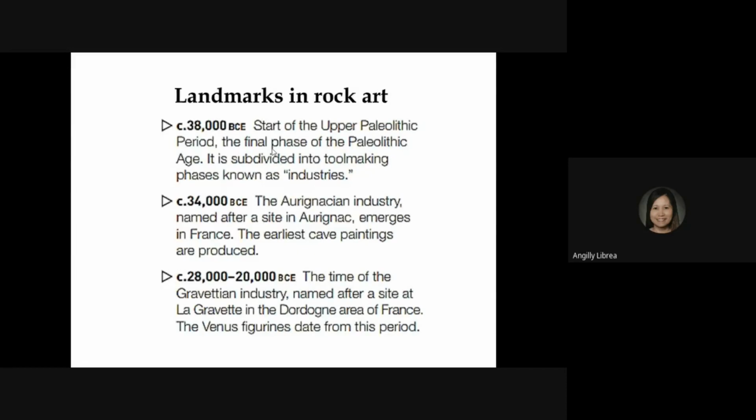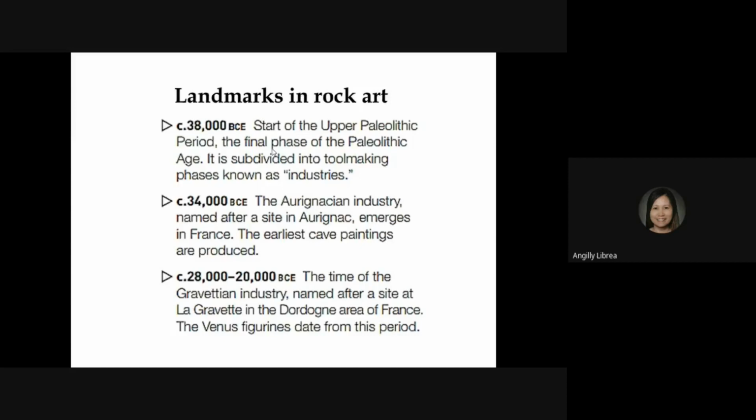Okay, so let's take a look at the landmarks in rock art. Dated 38,000 BCE, this is the start of the Upper Paleolithic period, the final phase of the Paleolithic age. It is subdivided into tool-making phases known as industries. Then followed by that is 34,000 BCE, the Aurignacian industry, named after a site in Aurignac, emerges in France. So the earliest cave paintings are produced.